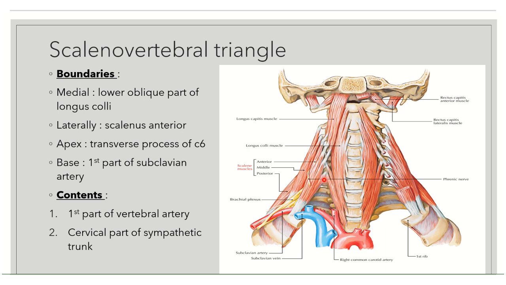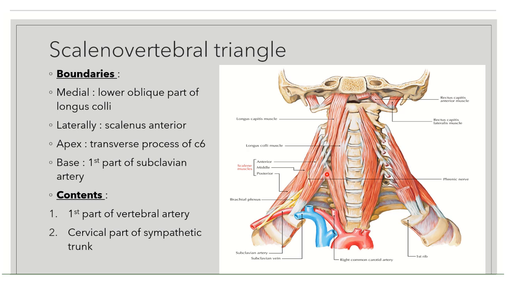and then you can see that its apex is directed upward and base is downward, and the lateral boundary or wall is formed by the scalenus anterior muscle. These are the fibers from scalenus anterior muscle, and the base, directed downward, is formed by the first part of the subclavian artery, and the apex is projecting upward, which is present at the transverse process of the sixth cervical vertebra. This is the first cervical vertebra, this is the second, third, fourth, fifth and sixth cervical vertebrae. At its transverse process, the apex of the scaleno-vertebral triangle is located.